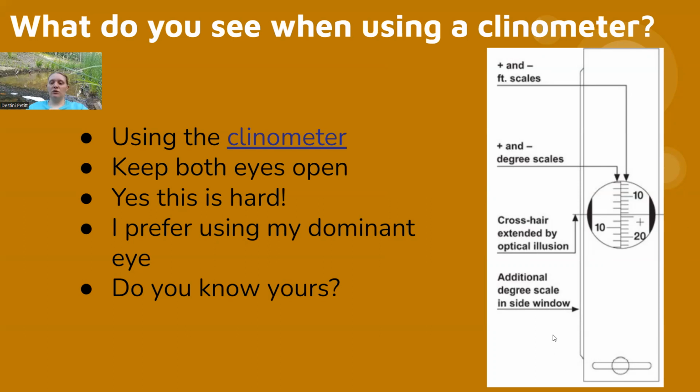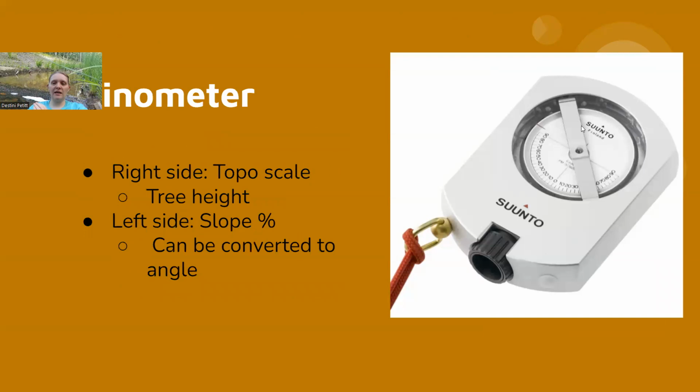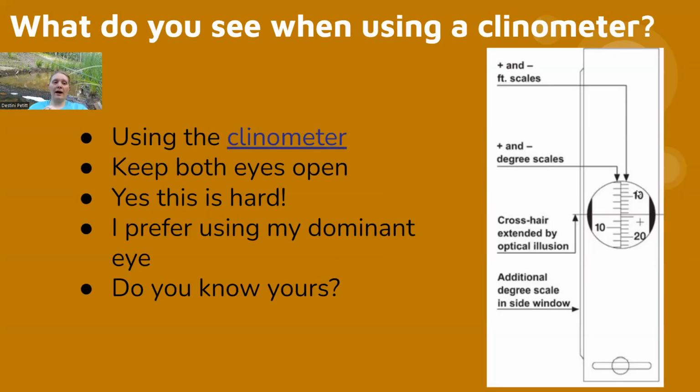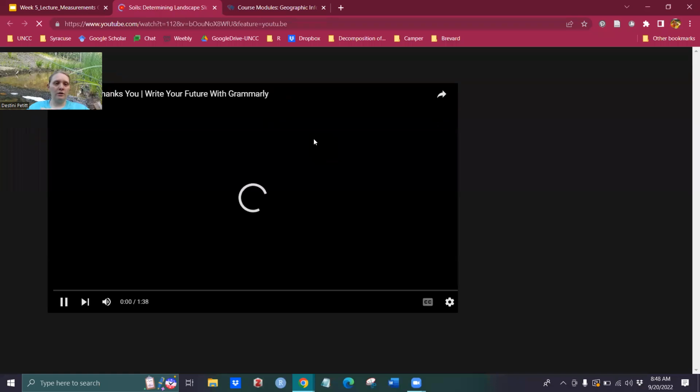And then there's an additional degree scale on the actual side. This degree scale on the side here isn't something you're going to be looking at. You'll be looking through this little black ring at the bottom. That's where you'll actually be looking. And in that black ring, you'll see a rolling dial that looks like this. That dial changes as you move up and down to give you either the tree height or percent slope. So we have this video using the clinometer that we're going to watch.